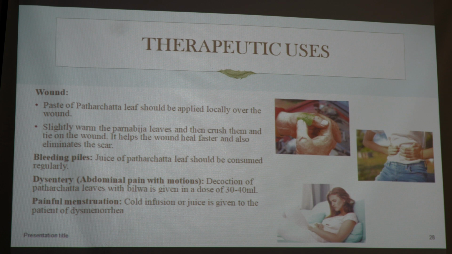Bleeding piles. Juice of Pathar Chata leaf should be consumed on a regular basis. Dysentery. Dysentery is abdominal pain with motion when you have cramps. Decoction of Pathar Chata leaves with bilv. Bilv is bael fruit, given in a dose of 30 to 40 ml.